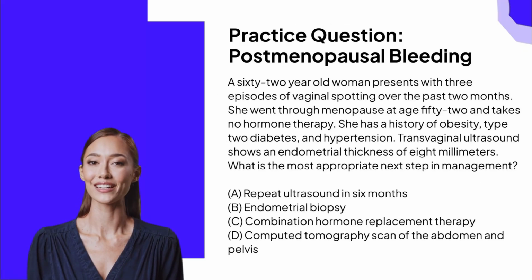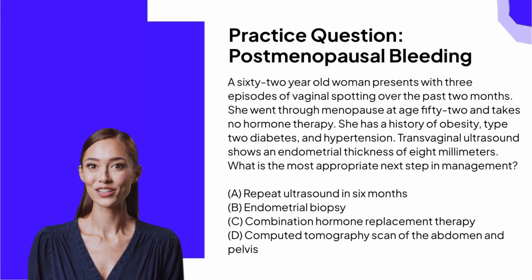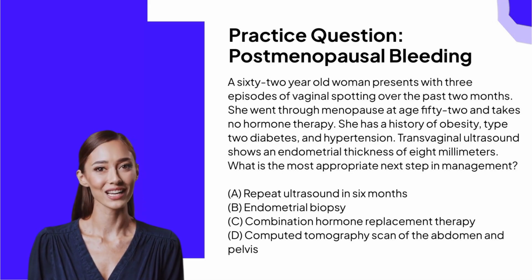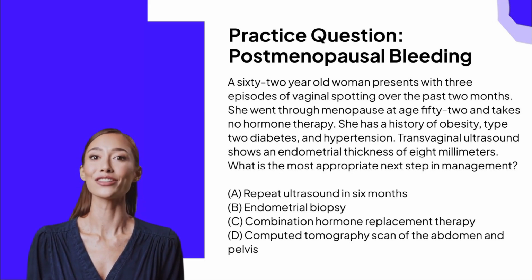Here is our third practice question. A 62-year-old postmenopausal woman has vaginal spotting, with risk factors including obesity, type 2 diabetes, and hypertension. Her ultrasound shows thickened endometrium at 8 mm. What should you do next? Notice how many red flags the question has stacked together. Think about what this combination of findings is trying to tell you.